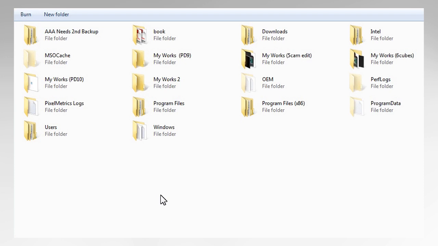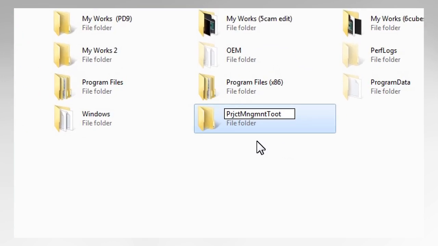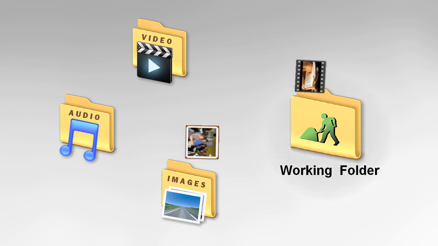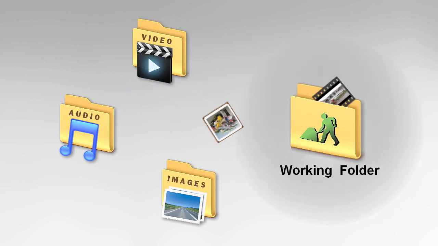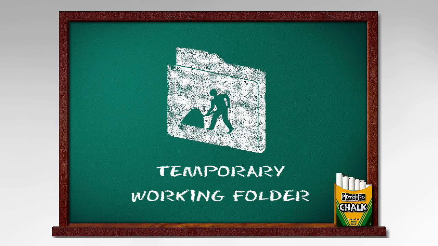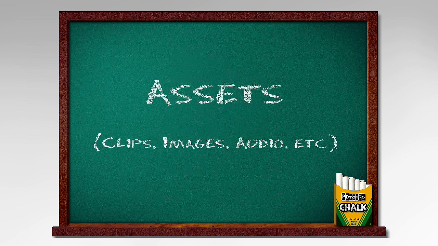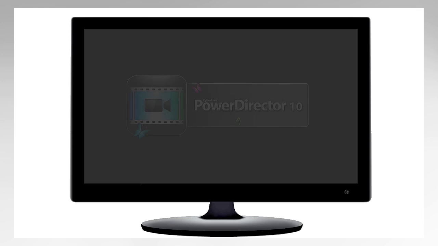So, before starting a project, create a new temporary working folder for that project. For this tutorial, I named my temporary working folder Project Management 2. Then place a copy of everything you anticipate using in your production into this temporary working folder. Now that you've done this little bit of pre-production by organizing your project's assets, you can open your PowerDirector.